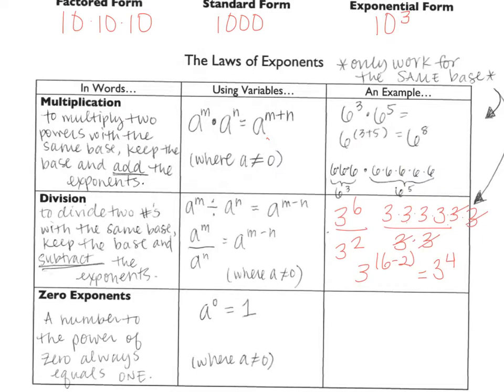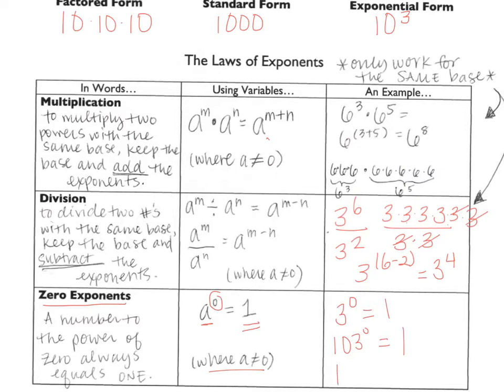And the last one here is if you have a 0 exponent. So if you have a base and the exponent is 0, the answer is always 1. You can't have a equal to 0. So if I have, let's say, 3 to the 0 power, the answer is 1. If I say 103 to the 0 power, my answer is 1.